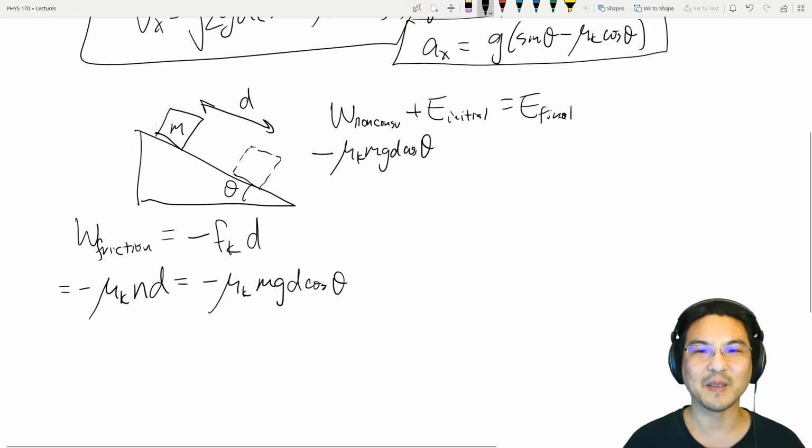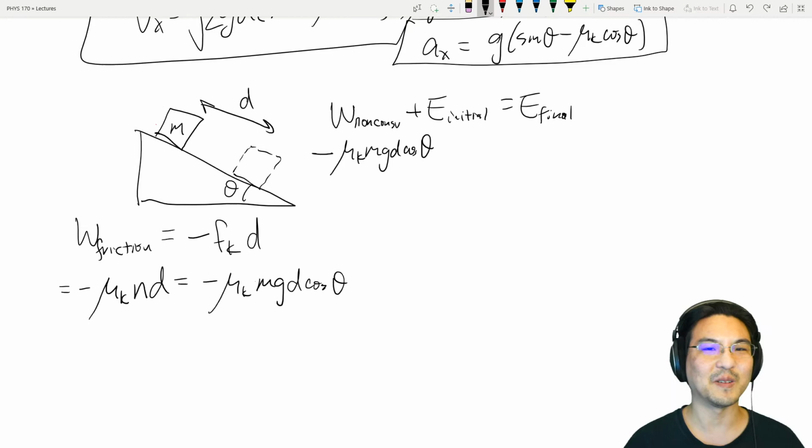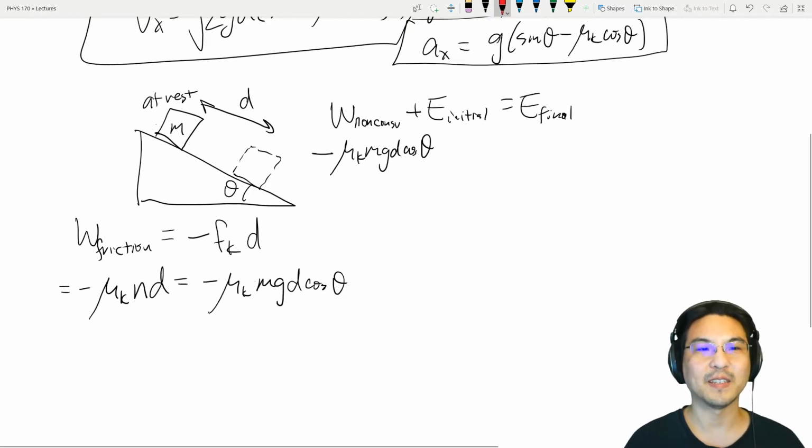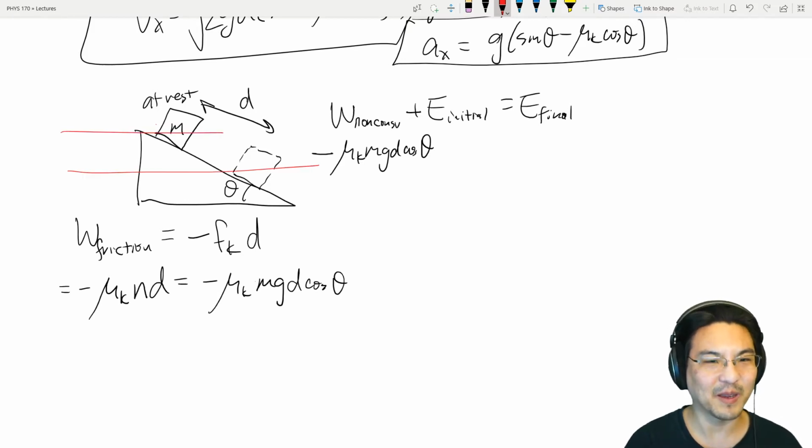The initial energy here. So we're starting up here. So how much energy is that? What is the kinetic energy? We're starting at rest. So 0 kinetic energy. What about potential energy? Depends where we pick the datum. We can pick the datum here, or we can pick it here. Let's just make a choice. How about over here?